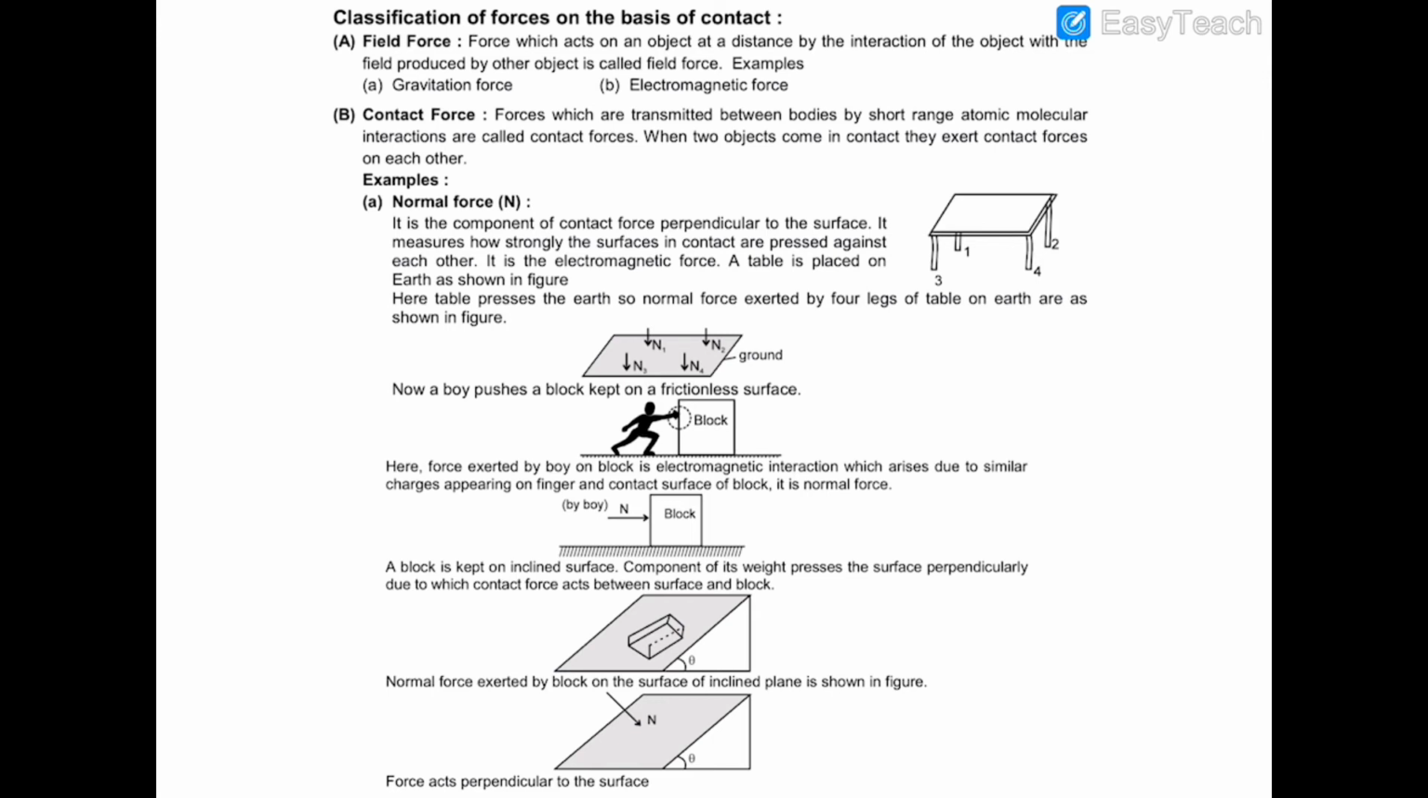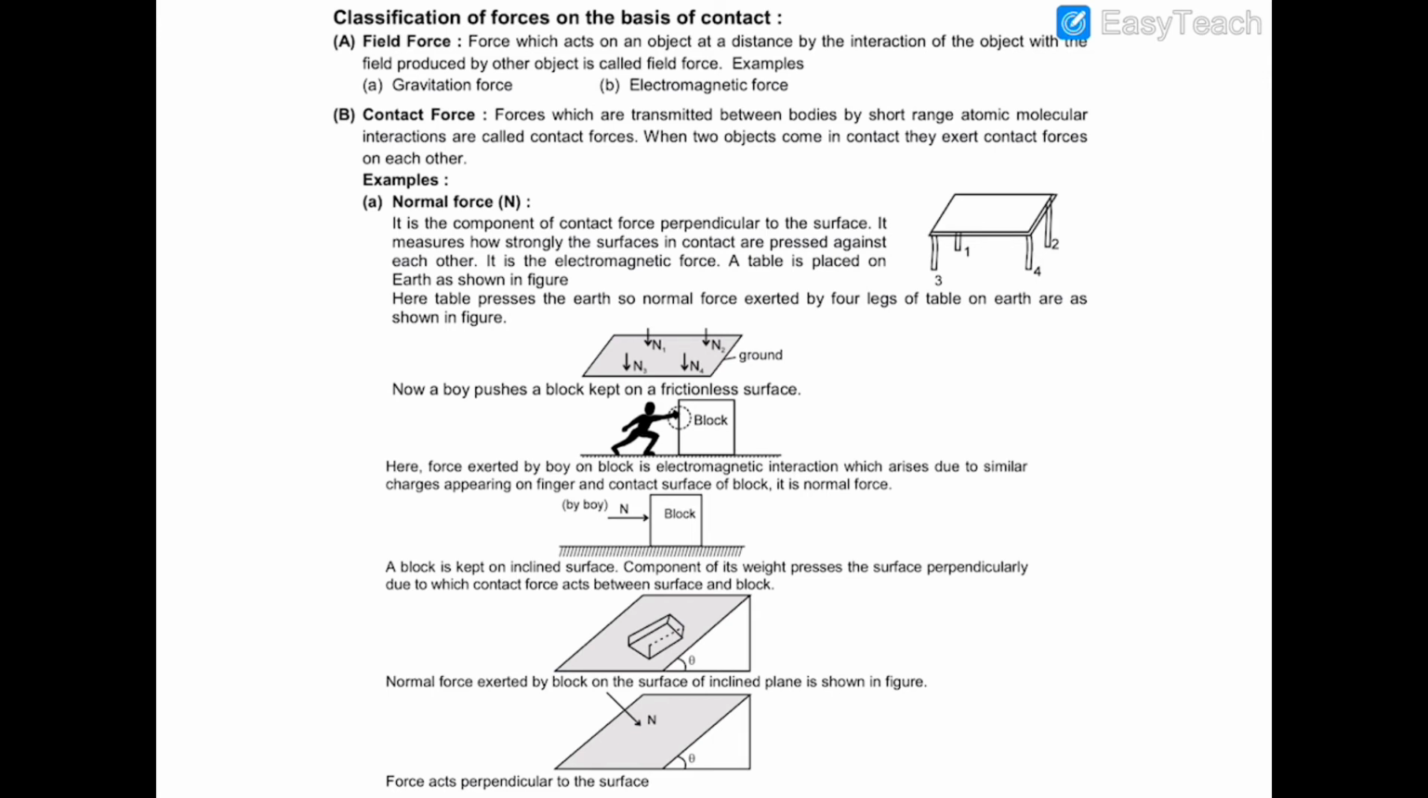And electromagnetic force, like the force of attraction or repulsion between any two charges, is also a field force, because this force does not require any contact between the two charges. You must have heard about magnetic fields and electric fields. So electromagnetic forces act due to these conservative force fields. This does not require any contact.